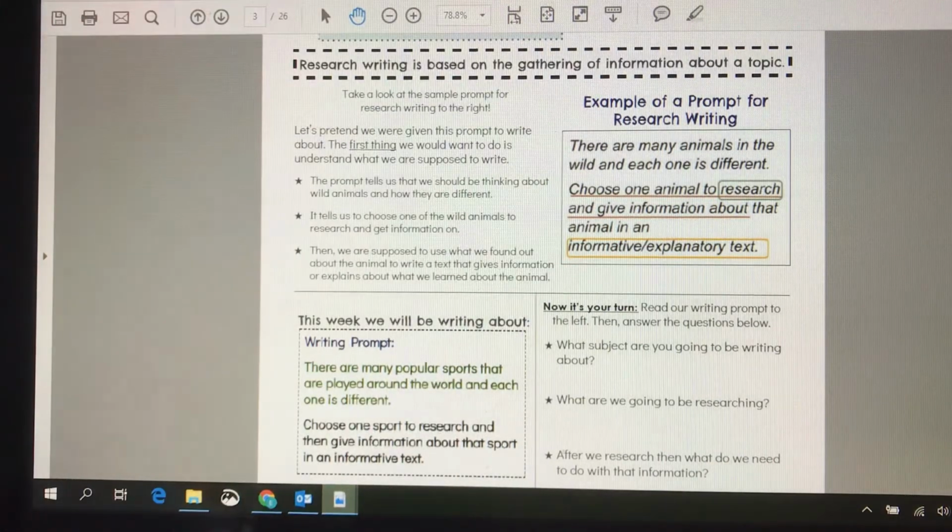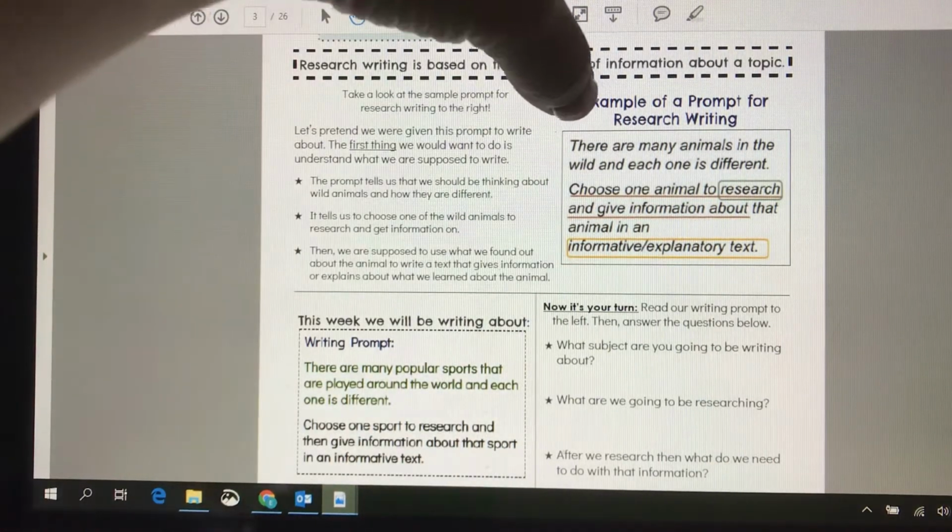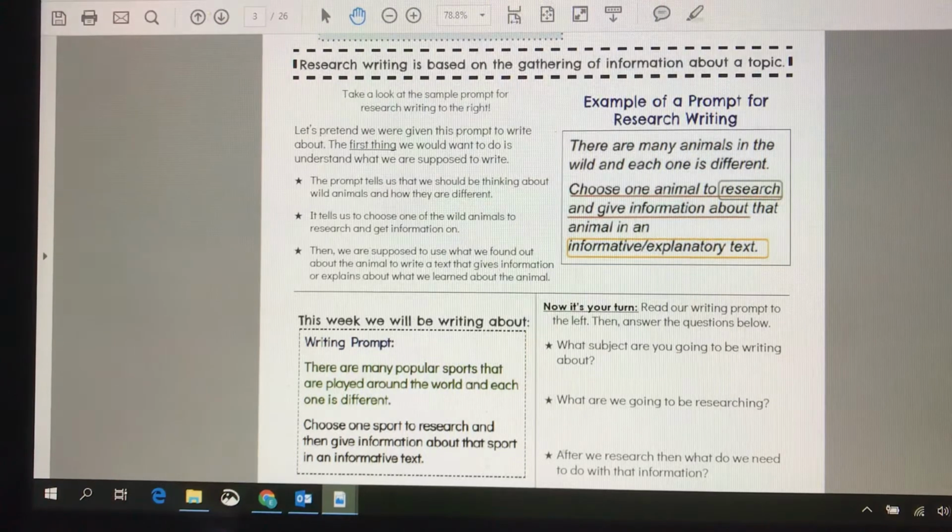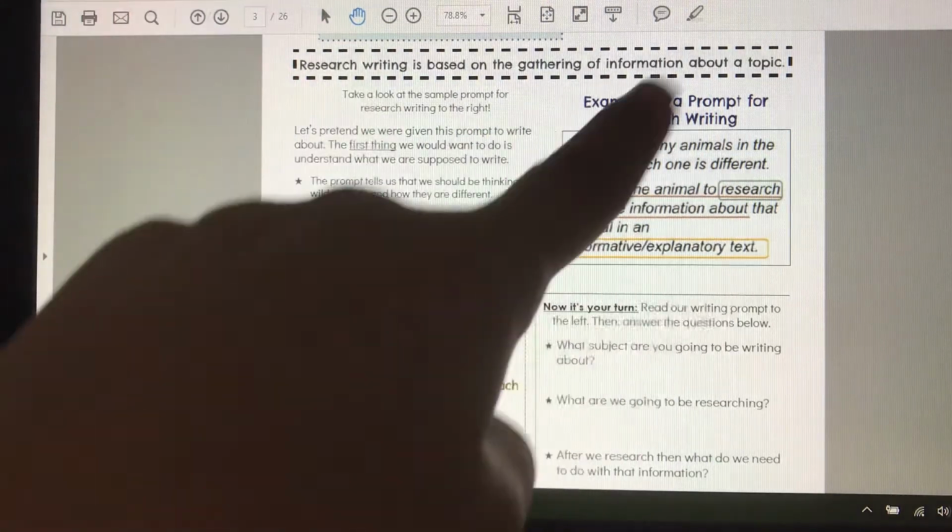So here we are. Here's a prompt. There are many animals in the wild and each one is different. Choose one animal to research and give information about that animal in an informative or explanatory text. We've done something like that before with a prompt like this.